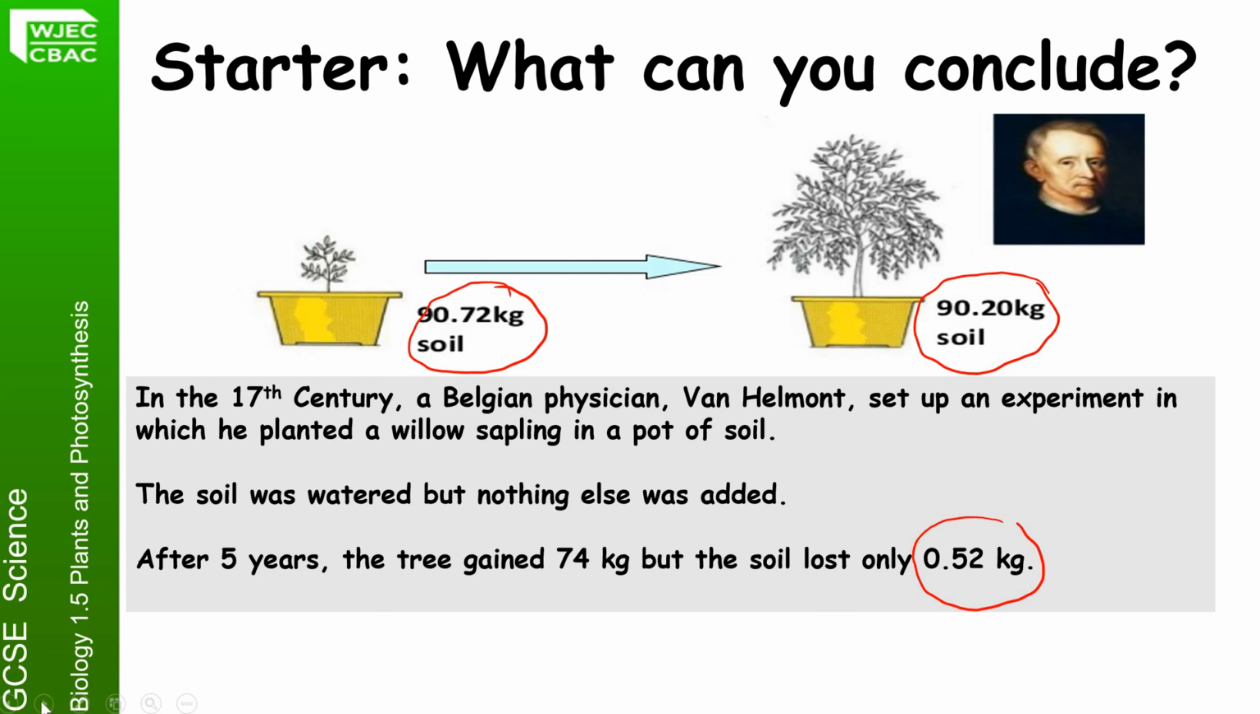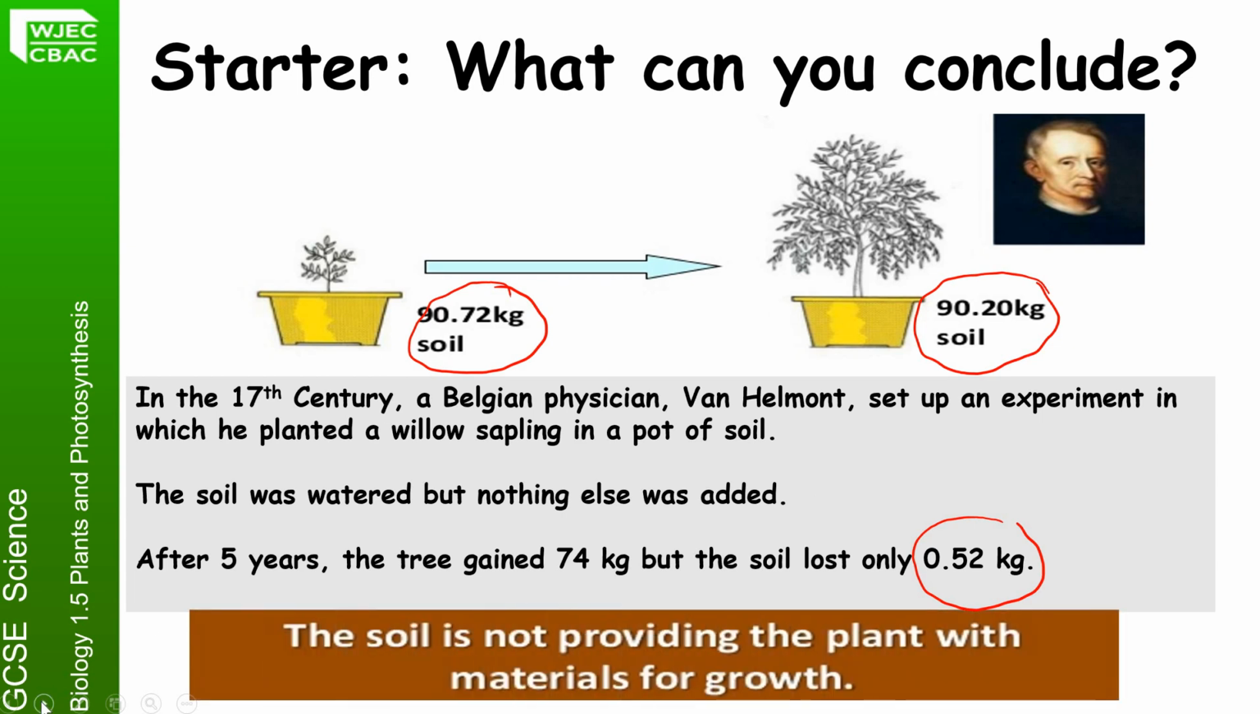So what is happening over the 5 years? The soil does not provide the plant with any materials for growth. There may very well be nutrients or minerals in the soil that the plant needs to help it become healthy, to give it nice green glossy leaves and healthy roots and healthy stems, but in actual fact it's not really giving it any food. So where does the willow, the plant, get its food from?